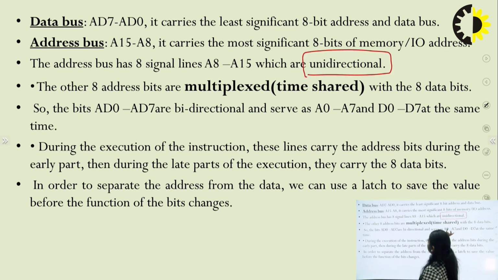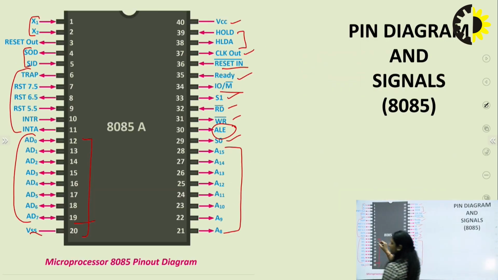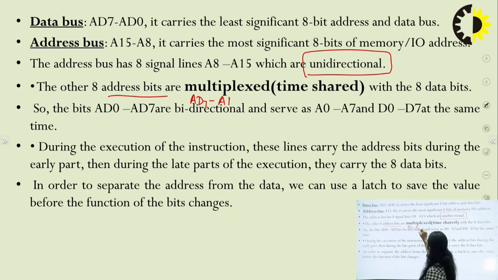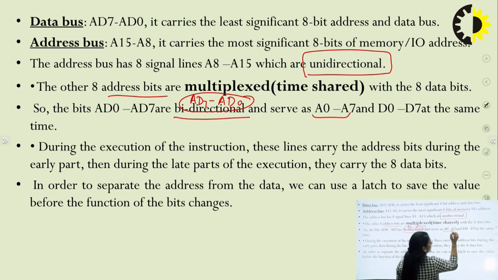It is not time shared. The other 8 address bits, AD7 to AD0, here in our pin diagram you can see these 8 pins are time shared with address and data. So AD7 to AD0 are bidirectional pins, because we use them as the lower order address and data.